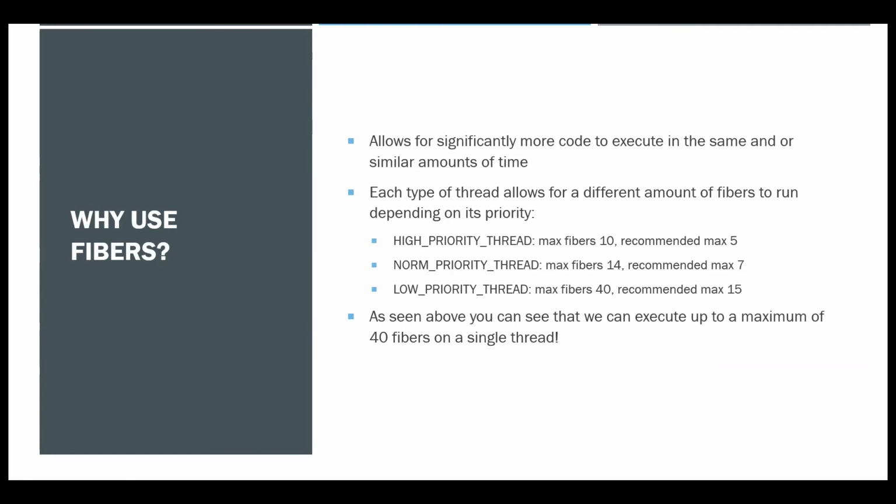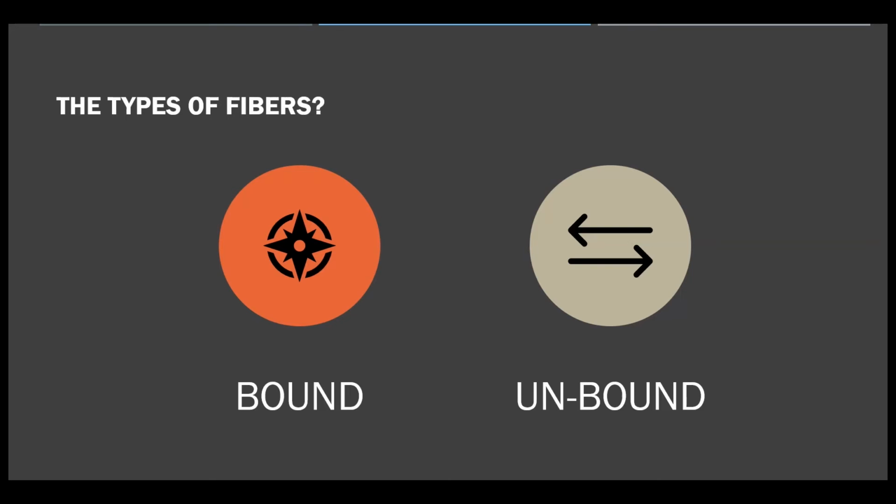So if I go back here, we notice that as the priority gets lower, the more fibers you can run. And again, the idea is that if you're running a low priority thread, you're basically saying, I want the code to execute, but I don't really care when it finishes. It's a low priority thread, so just finish it whenever you get a chance. That's why low priority threads can execute up to a maximum of 40 fibers simultaneously, which is pretty cool, right? Because previously this was not possible with the language.